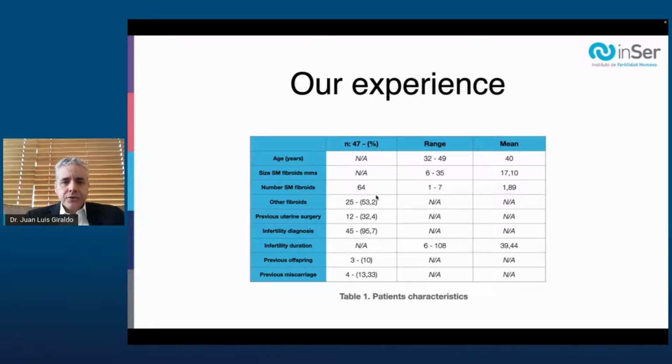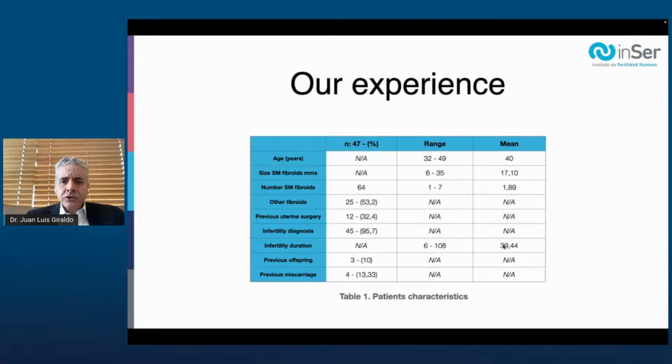We've resected 64 fibroids with a range of 1 to 7 fibroids per patient and an average of 1.8 fibroids per patient. Almost 53% of the patients have other kinds of fibroids, intramural fibroids, that we definitely didn't resect. We were only worried about the FIGO 2 fibroids. 32% of the patients had a previous uterine surgery. 45 of these 47 patients had an infertility diagnosis. So almost 96% of the patients were in infertility treatment. 2 patients didn't want a pregnancy and just were worried because of abnormal uterine bleeding.